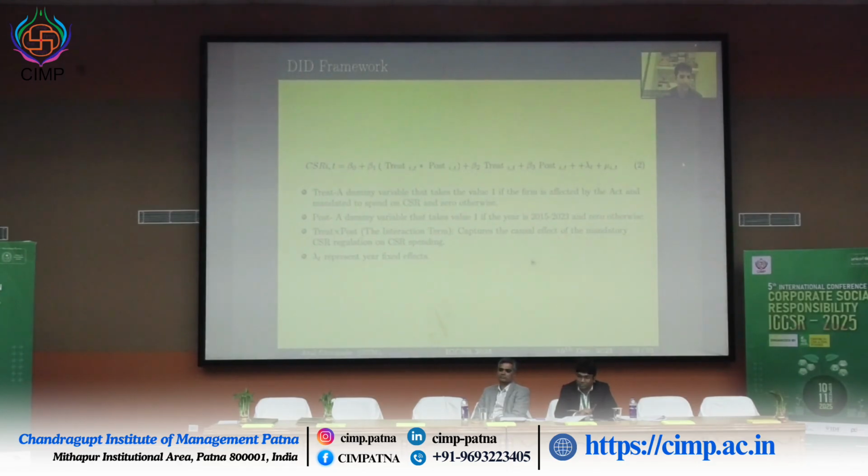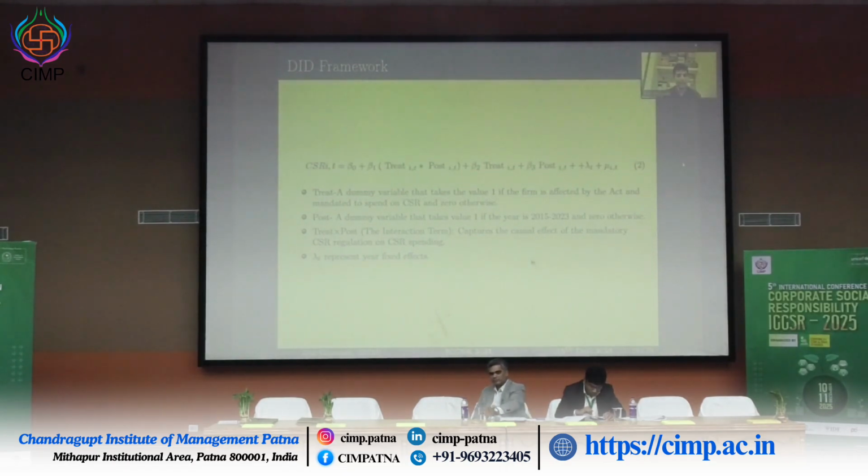So the baseline model shows that there is a gain in CSR spending, but what happens, because the CSR rule has defined a set of criteria? Those companies who fulfil the criteria come as a treatment group. Those who do not satisfy the criteria come as a control group. And what we check by using the DID framework is what happens to the companies who are mandated post the regulation.